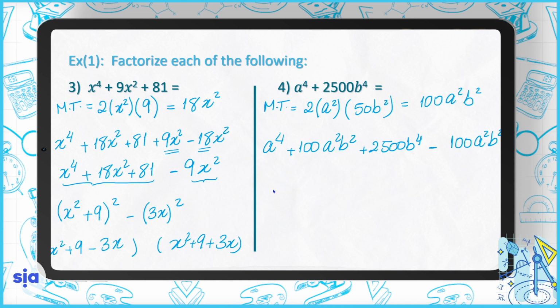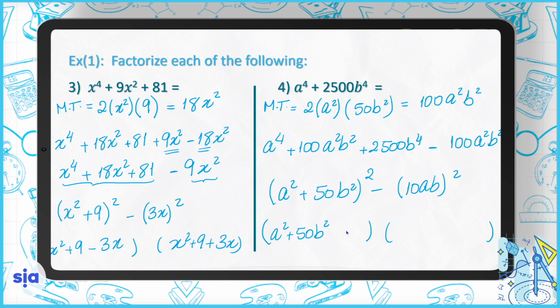The first three are making a perfect square trinomial as (a squared plus 50b squared) all squared minus the second one, (10ab) all squared. To factorize this, here are the two brackets. The first term is a squared plus 50b squared, and the second term is 10ab, and in the other one a squared plus 50b squared, and the second term is 10ab. One between them is plus and the other one is a minus, or even the opposite, it doesn't matter.